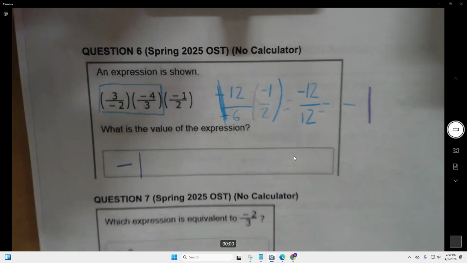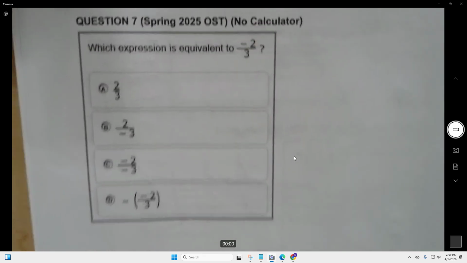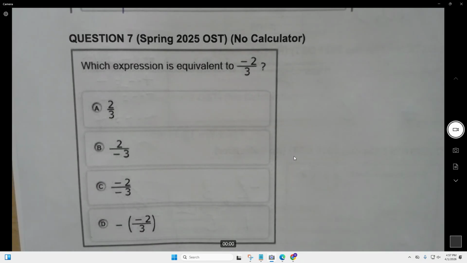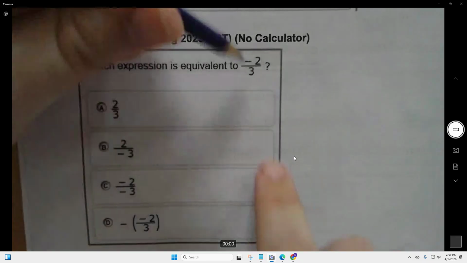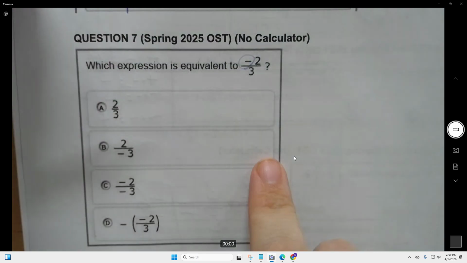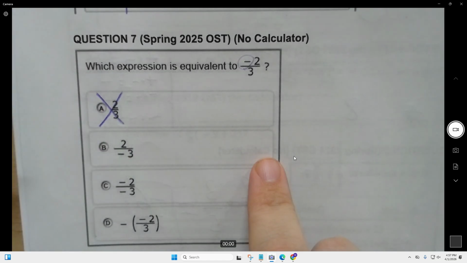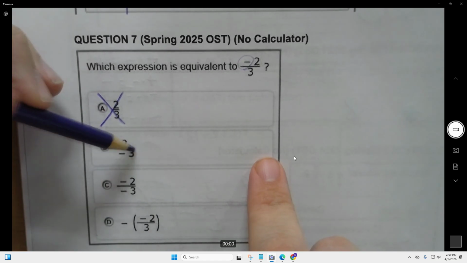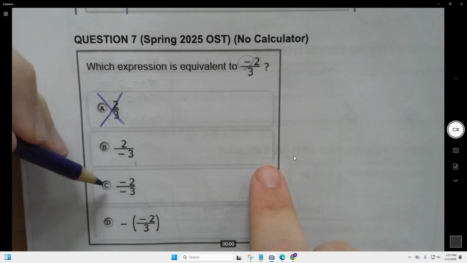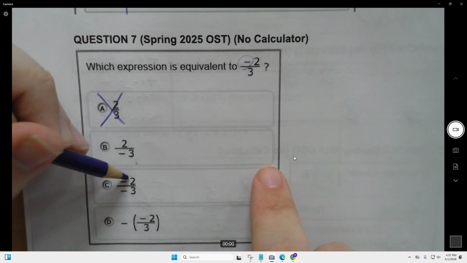All right, question 7. Which expression is equivalent to negative 2 over 3? So this is a negative 2/3. Is it A, 2/3? No, that's positive 2/3. B, 2 over negative 3. Ooh, sit on that one. C, negative 2 over negative 3.